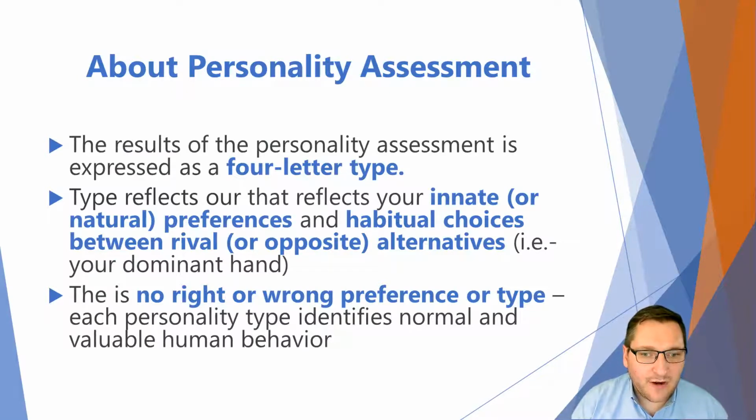This type reflects our natural or innate preferences and habitual choices between rival or opposite alternatives, just like we have a preferred dominant hand. When asked to sign my name or open a door or pick something up, I use my right hand. It doesn't mean that I don't use my left hand, but when I use my left hand, it's usually in support of what my right hand is doing. There's no right or wrong preference or personality type. Each type identifies normal and valuable human behavior.